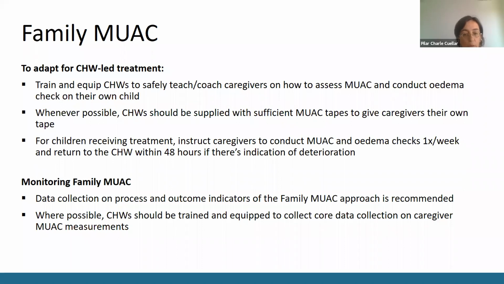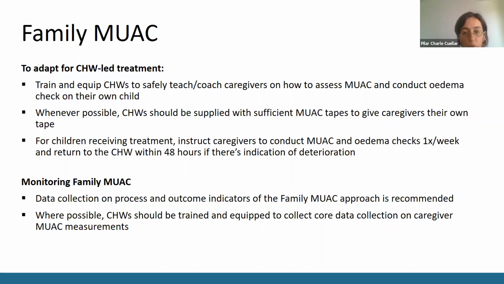But if we have other contexts where, for example, less than 20% of women have been trained in family MUAC, we need really to reinforce this training at community level with the mothers and also with community health workers. All of these examples we have included in the toolkit.